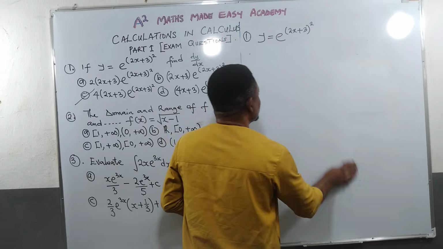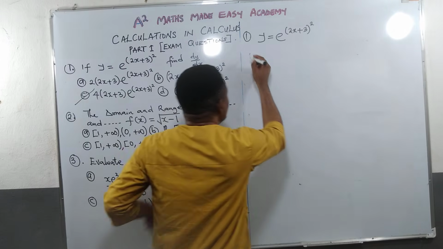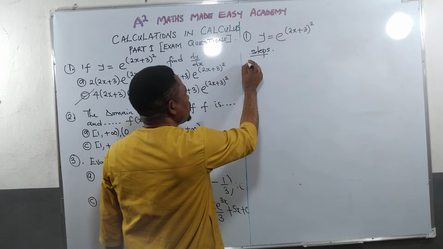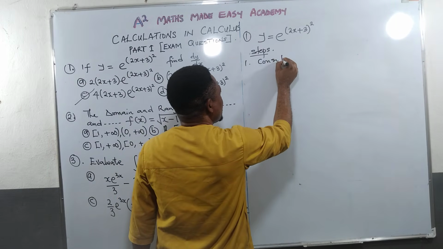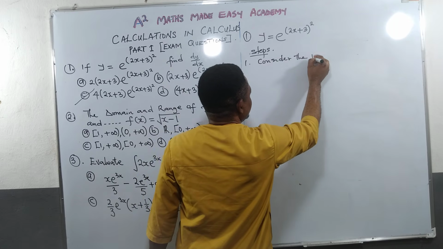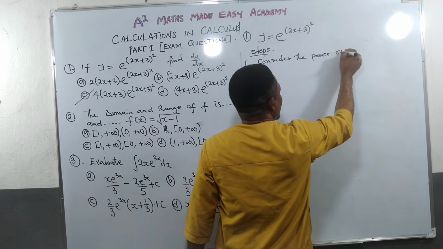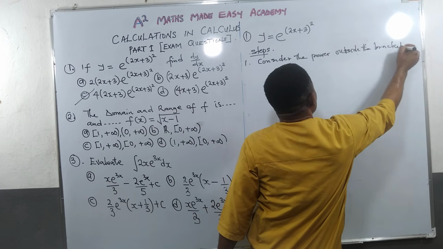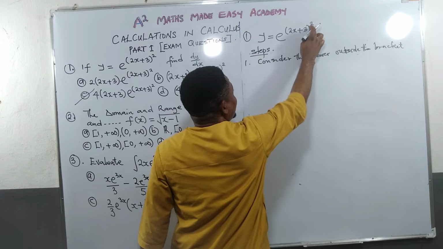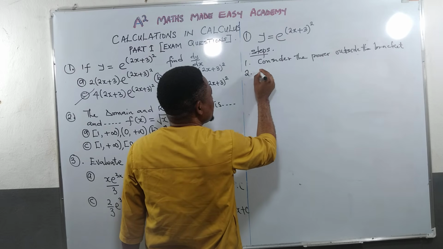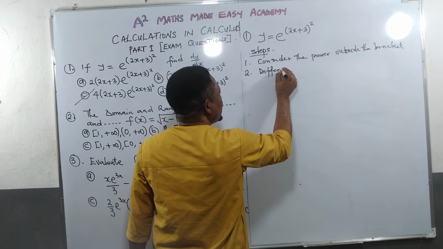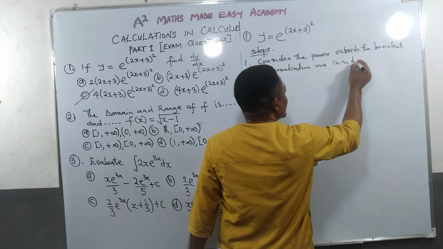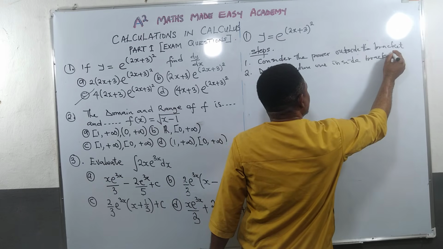Now, I want to clarify something here. It is very simple. Permit me to give you the steps guiding it. The first step is to consider the power outside the bracket. The power outside the bracket is 2. Then after that, you differentiate the one inside the bracket. That is the second step.